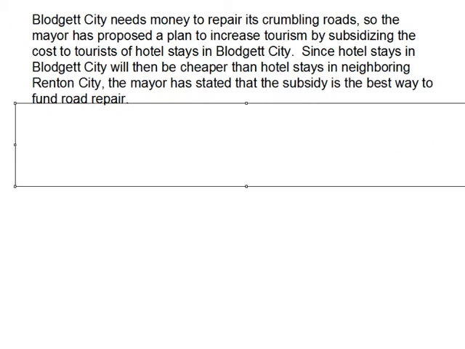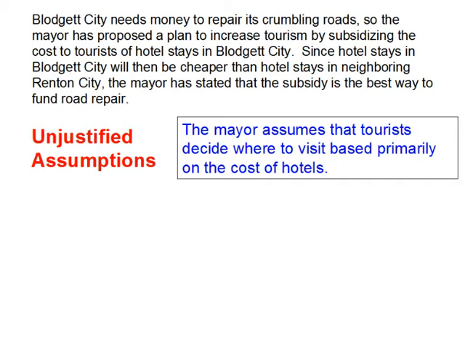Here are some suggestions. One way of looking at it is that there are unjustified assumptions here, that this mayor is making a huge assumption when saying, because our hotels will be cheaper, the tourists will stay here. Well, that's a huge assumption.